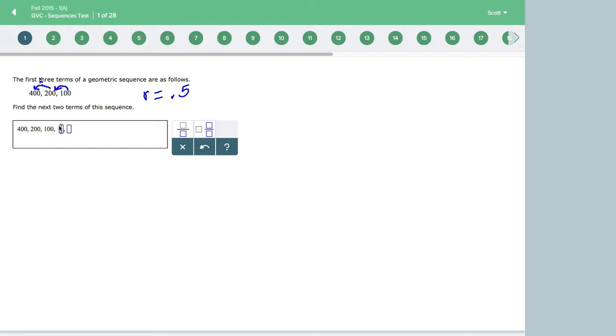So what would the next term be? Well, what's 100 times 0.5? That would be 50. And then 50 times 0.5 would be 25. You see, all you have to do is just multiply each number times the ratio, 0.5. And you can do that on your calculator, and that is how you get that answer for that first type of question.